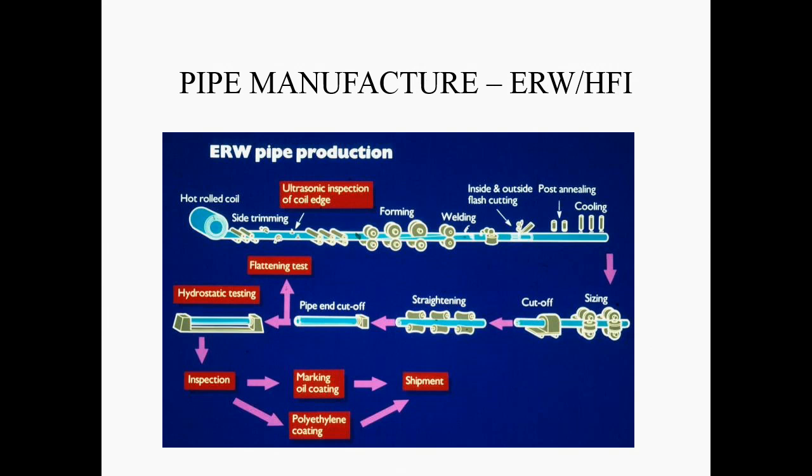So next process is electrical resistance welding, or high frequency induction welding, or high frequency pipe, sometimes it's called. And this is another process where we start off with a strip. Usually a hot rolled coil is delivered. So you just get a coil of steel. And the coils can be quite big.